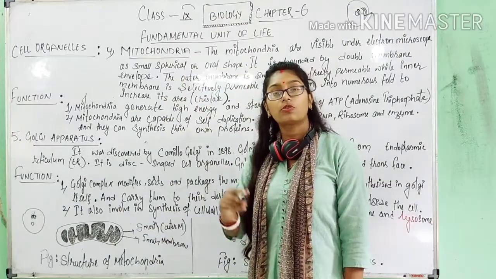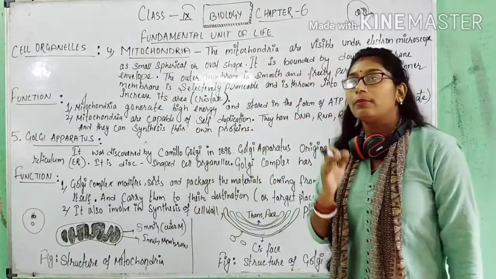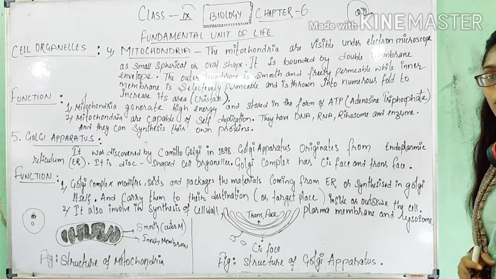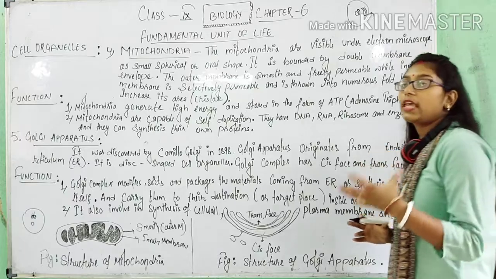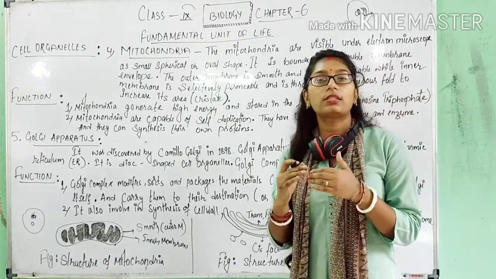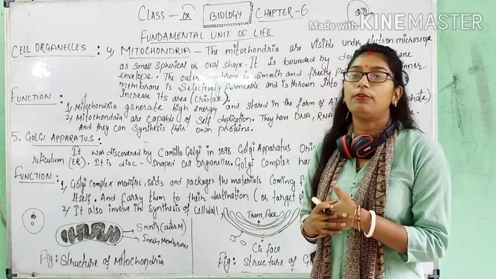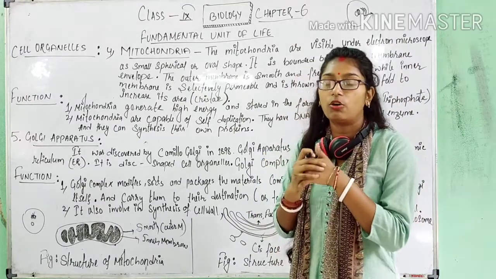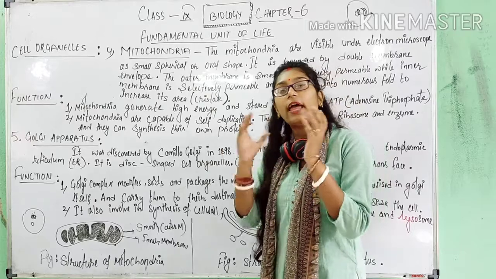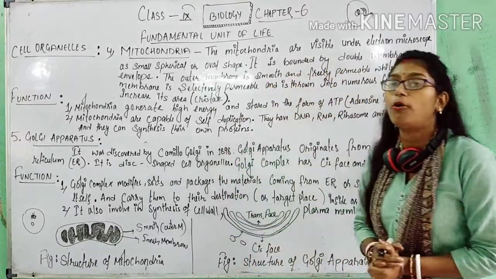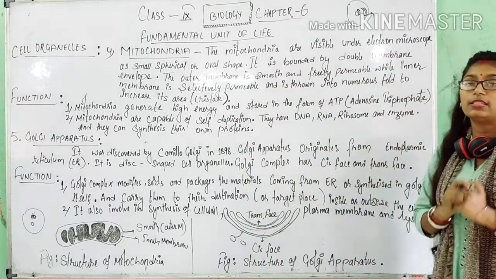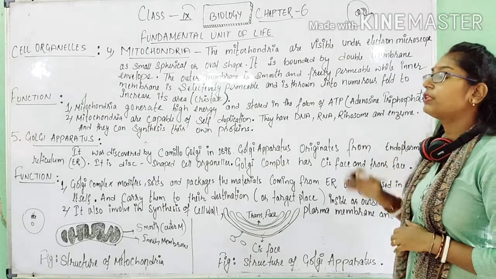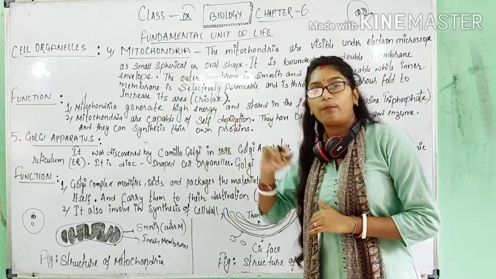So this mitochondria is also known as the powerhouse of the cell. Why? Because of its function. Mitochondria is known as the powerhouse of the cell because it generates energy. From the synthesized food, they will obtain or synthesize the energy, and that energy is stored in the form of ATP, that is adenosine triphosphate. So this is the brief discussion about the mitochondria.